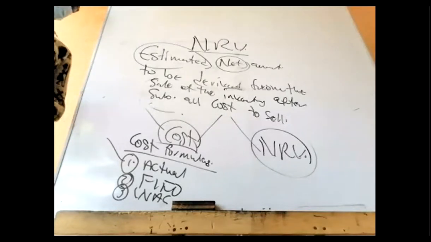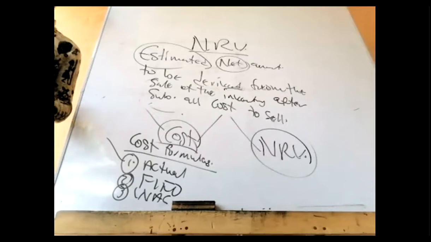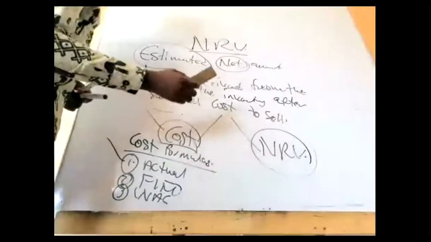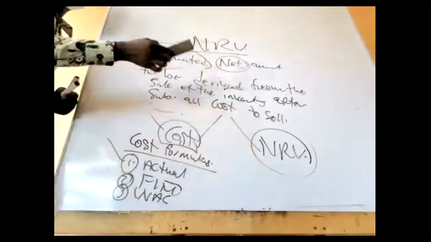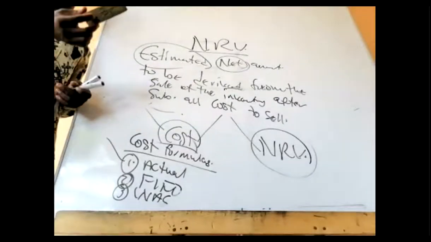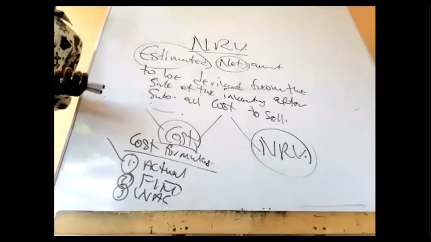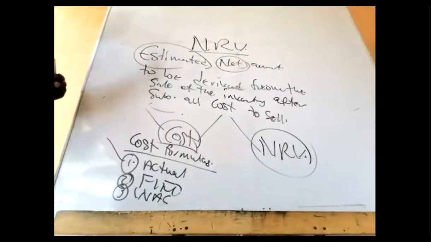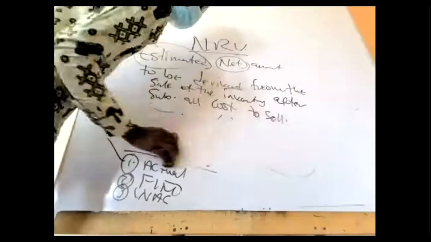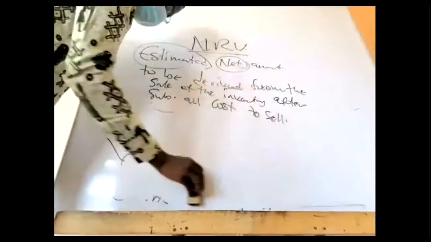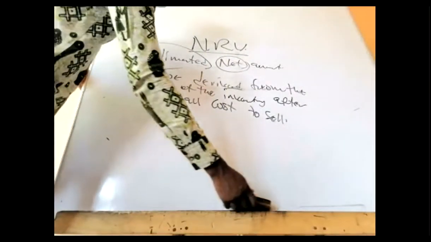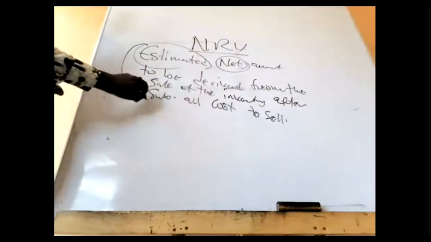That is the NRV. Now, NRV is a future figure. It's an estimate. It is not actual. It's something that, if I should sell this item today, what will be the amount I will realize from it? I've not made any sale. It's just guesswork. NRV is just guesswork. So if I should sell these goods today, what will be the value? That's all.